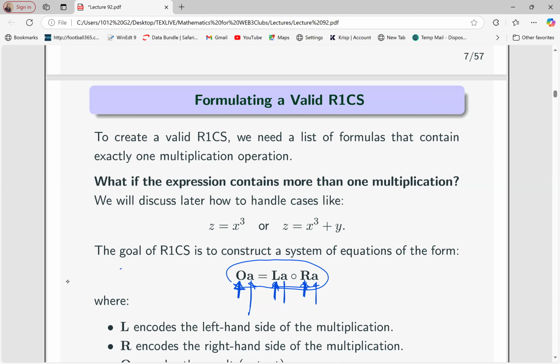Now, finally, you have something like V1 and then Y. Finally, this is what you have. Originally, what we had was X squared times Y. This is what we had originally.